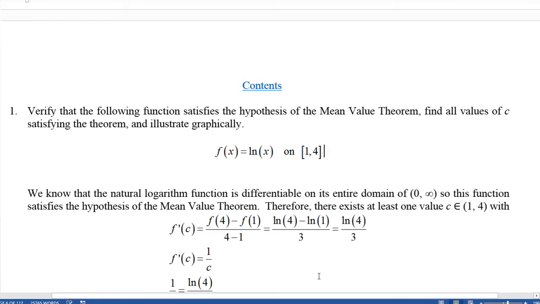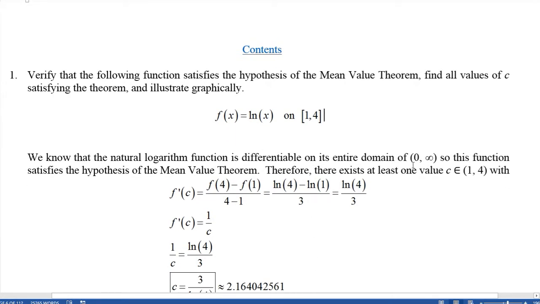Okay, so we know that the natural logarithm function is differentiable on its entire domain from 0 to infinity, not including 0. So this function satisfies the hypothesis of the mean value theorem. The conclusion says there's at least one value c in the open interval from 1 to 4 with f prime of c equals f of 4 minus f of 1 over 4 minus 1. f of 4 is natural log of 4, f of 1 is natural log of 1, which is 0, so this becomes ln of 4 over 3.